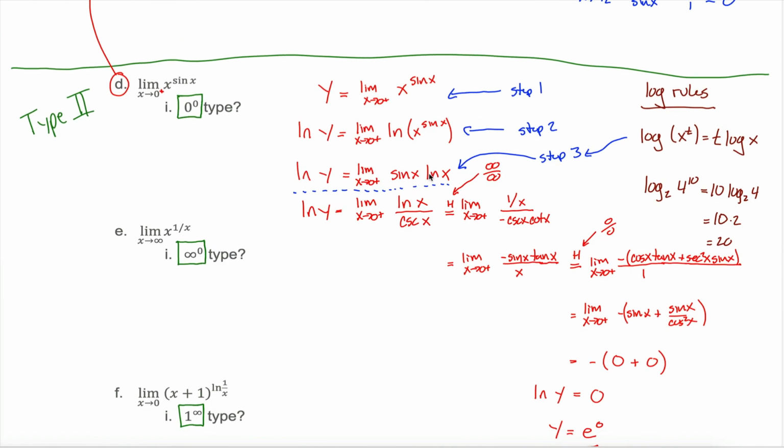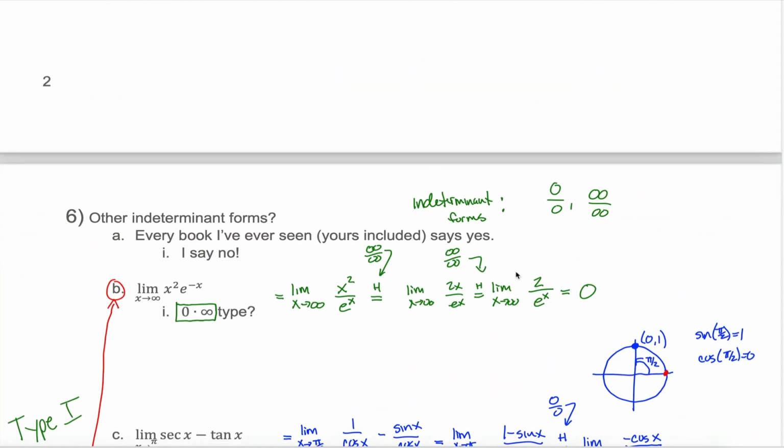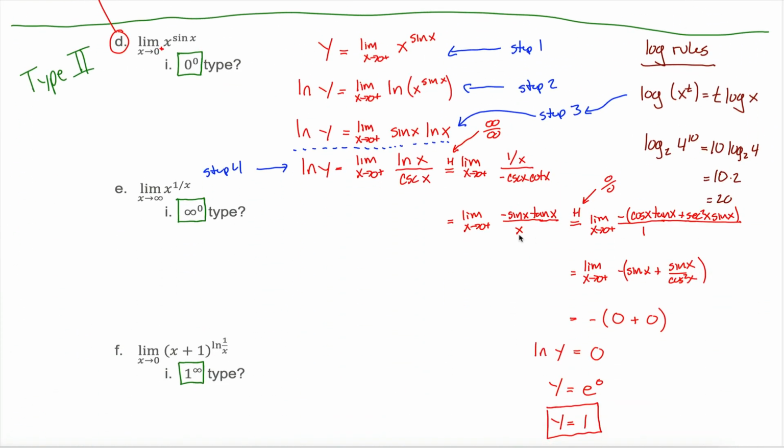You got something times something, so what you need to do, step 4 if you want, is rewrite that so it's something divided by something. All of a sudden, you have either the 0 over 0 or infinity over infinity indeterminate forms. So now it doesn't feel like this special case of L'Hopital's rule that we're doing in this video. It feels like the types that we've done in previous videos.